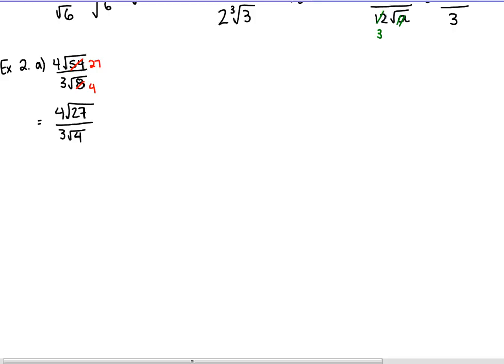Okay, my brain. 27, better? Okay, thank you. Let's simplify. Can we simplify 27? Is there a perfect square factor that goes into 27? 9. 9 times 3. So we're going to write this as root 9 times root 3 divided by 3 times what? What is the square root of 4? 2. So we're going to change that to a 2.